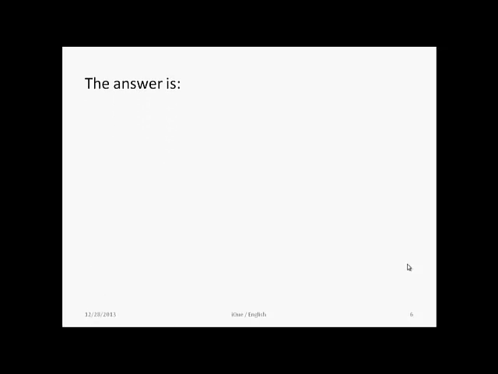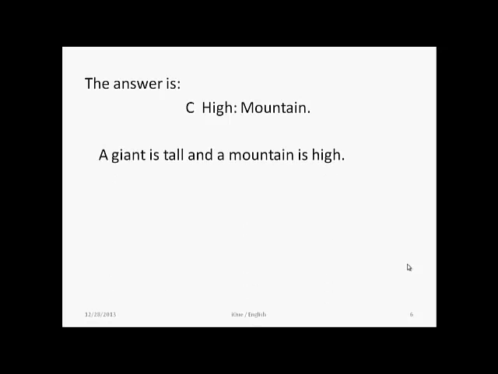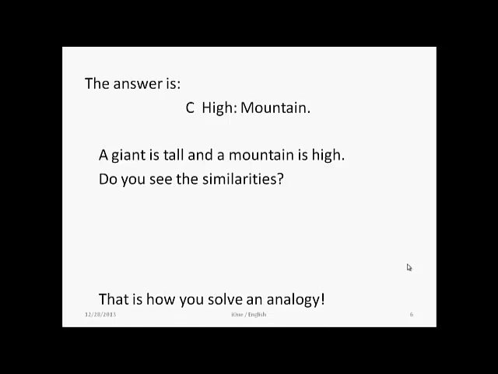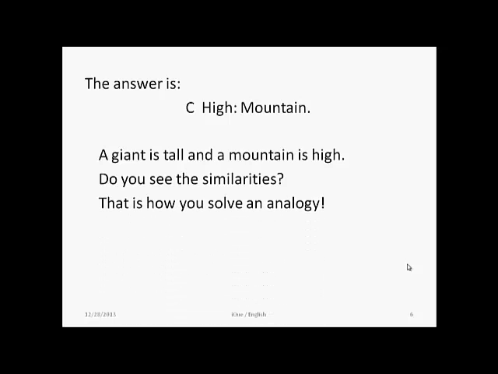And if you have by now found out what the answer is, it has to be the third option, high is to mountain. Well, a giant is tall and similarly a mountain is high. So the noun giant has the quality of being tall. Similarly, the noun mountain has the quality of being high. Do you see the similarities between the given pair of words and the answer option that we have selected? Well, simply put, this is how we solve an analogy.